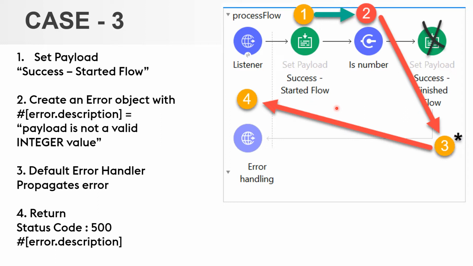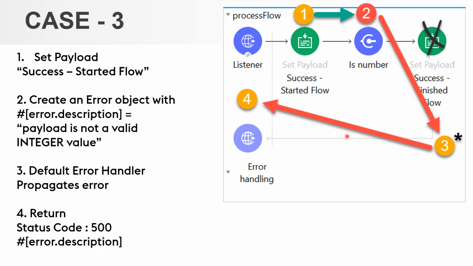What is there in the default error handler? Whenever it is the default error handler, it means it is on error propagate. So exactly the same thing will happen which we were doing otherwise in on error propagate. Here in set payload, success started flow will be set. Is number is your error object generator. It will generate an error object with error description payload is not a valid integer value.